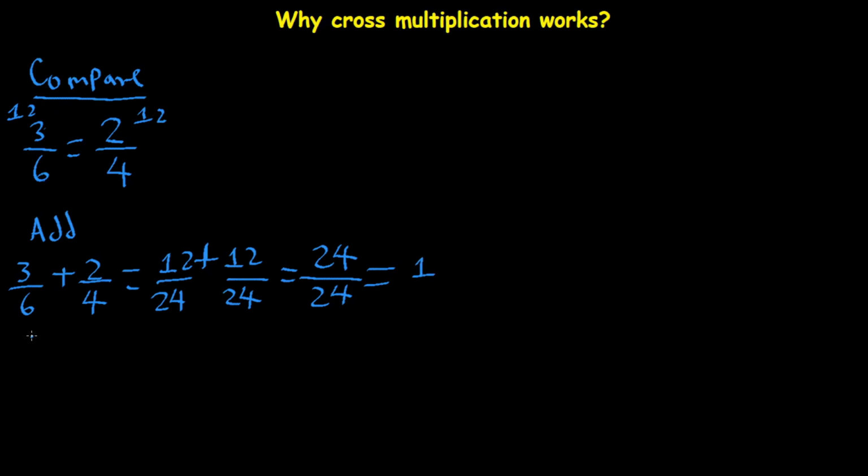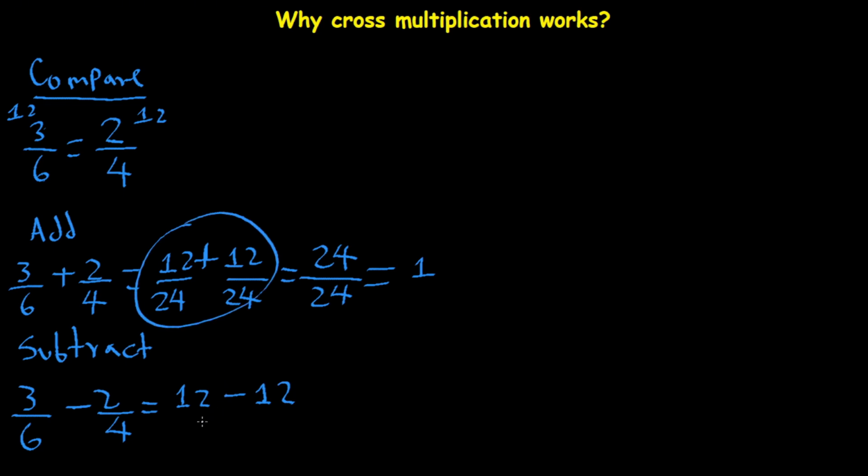Finally, if we want to subtract those fractions together, 3 over 6 minus 2 over 4, we do the same process. Here we cross multiply and then multiply the denominators. We are going to write the same as this. So this is going to give us 24 and 24.